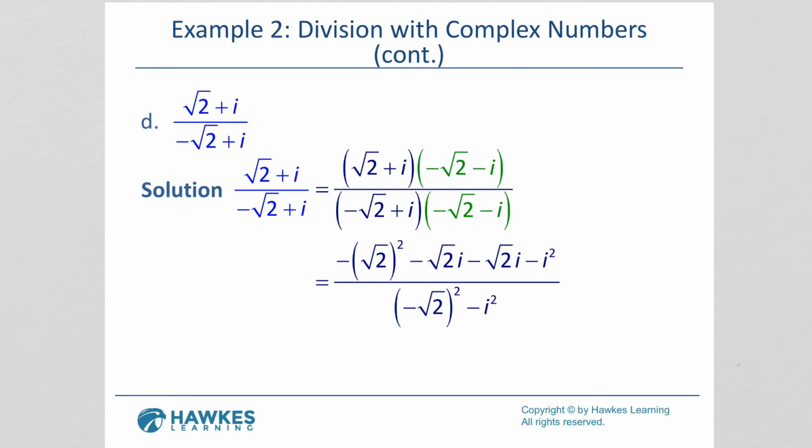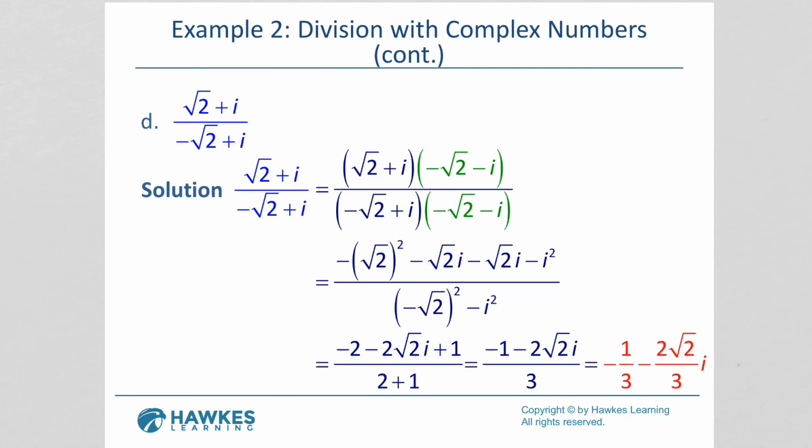And my denominator becomes negative square root of 2 squared minus i squared. Simplifying my numerator a little bit, I get negative 2 minus 2 square root of 2i plus 1. Simplify my denominator a little bit, I have 2 plus 1. Then my numerator becomes negative 1 minus 2 square root of 2i over 3. Splitting that into individual pieces, I end up with negative 1/3 minus 2 square root of 2 over 3i.